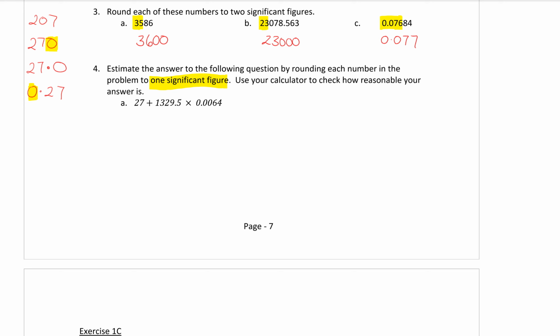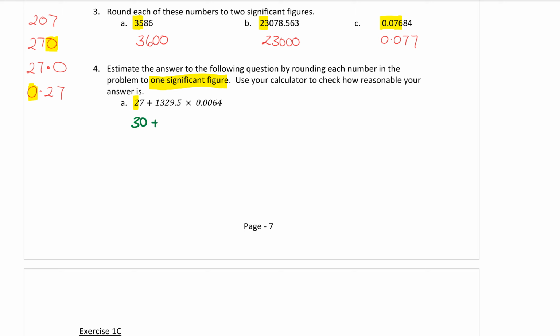Okay? So 1 number at a time. I want 1 significant figure. So 27, that 2 is my 1 significant figure. Right? Round off after that. I have a 7. Should I round up? Should I round down? What should I do? Round up. So that means the 2 becomes a 3, and the 7 just changes to a 0. Okay? Then I want to do the next number.